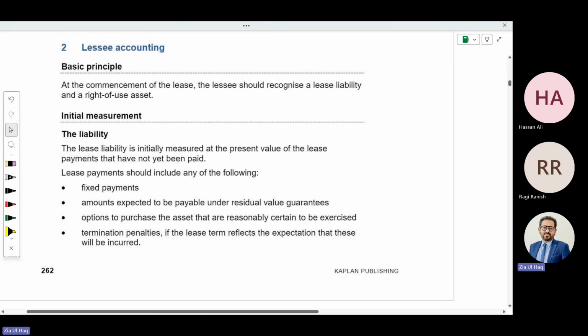What are the basic principles? At the commencement of the lease, the lessee should recognize a lease liability and a right of use of asset, mean he need to record the asset as well as he need to record the liability. If you have recorded the liability, you need to record interest on liability in profit and loss account. If you have recorded right of use asset, so you need to depreciate that asset as well. Is that fine?